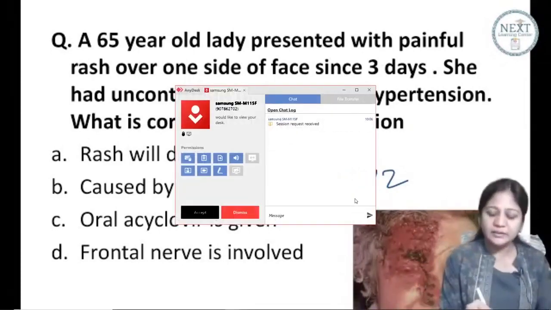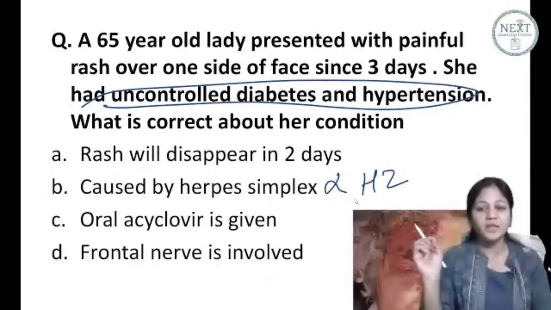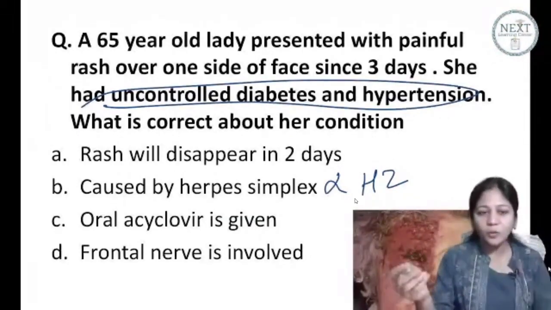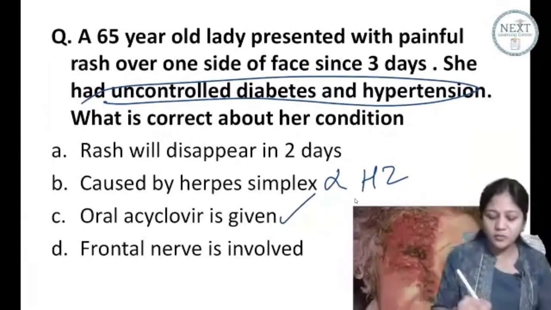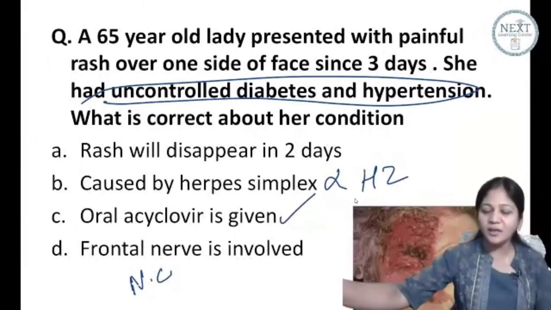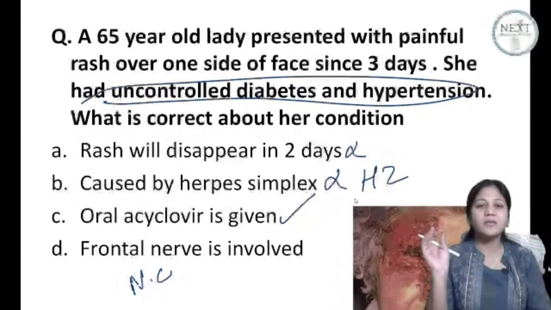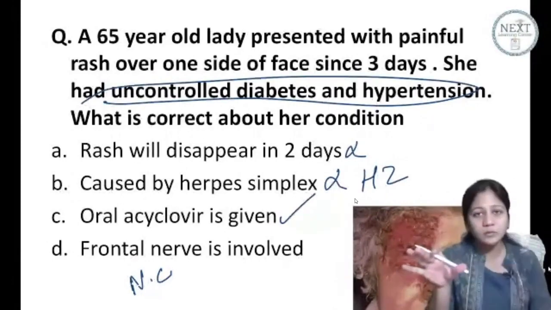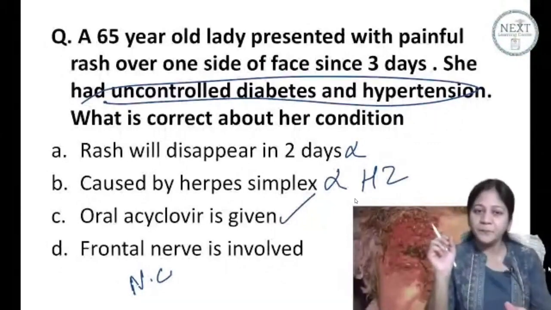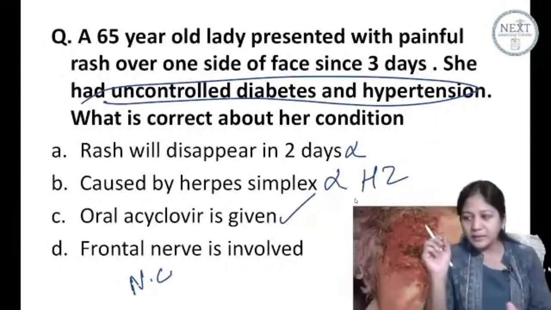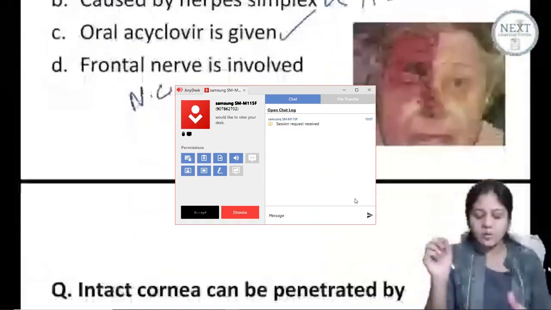Okay, so the history is very typical. You have uncontrolled diabetes and hypertension, right? And oral acyclovir is the treatment. But what about the nerve here? The nerve is not frontal, the nerve is the nasal ciliary nerve. And the rash will not disappear in 2 days. Guys, it takes at least 7 to 10 days for the rash to get down, and it takes almost 2 to 3 weeks for the rash to disappear. Okay? Is that okay to everyone? Some children gave B as the answer. It is not caused by simplex, it is typically caused by zoster.